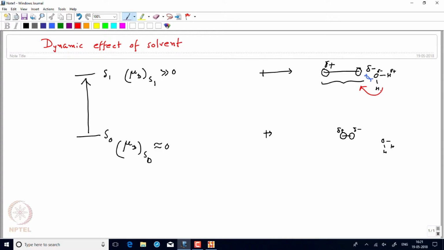Now if we do this experiment in polar solvents, the polar solvents will stabilize this excited electronic state much more than if we do it in a non-polar solvent. So in a non-polar solvent there will be little change, but in the polar solvent there will be huge change. And usually, since the ground state dipole moment is almost zero, the ground state stabilization in any solvent will be very negligible. So we have drawn a few figures here. I'll just write it once again.